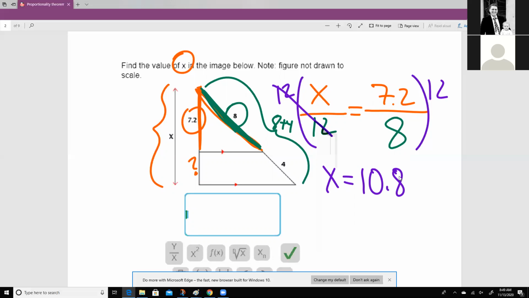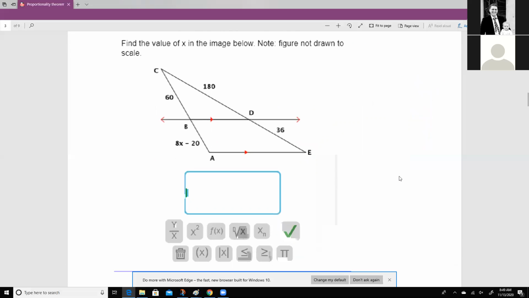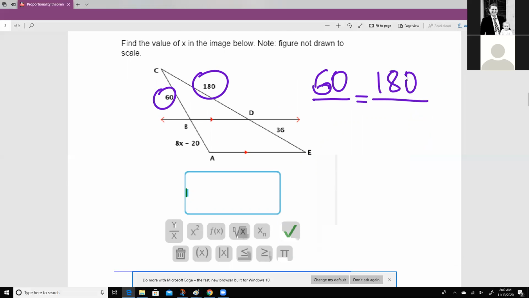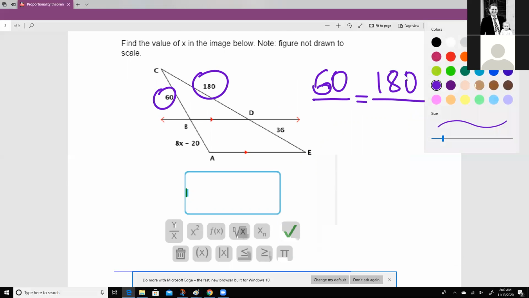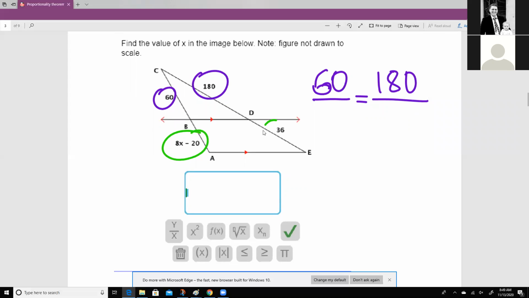Okay, let's do another one. Oh, now this one, we actually know all the little sides. So we can use the triangle proportionality theorem. I know these two will correspond. So 60 over 180. And these two correspond. So I'll have 8x minus 20 over 36.